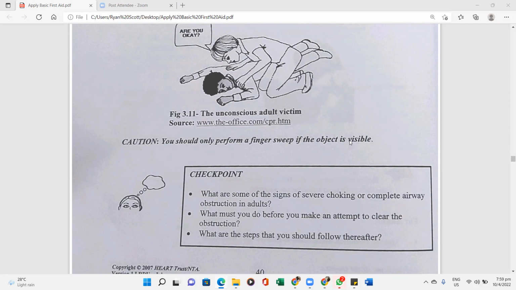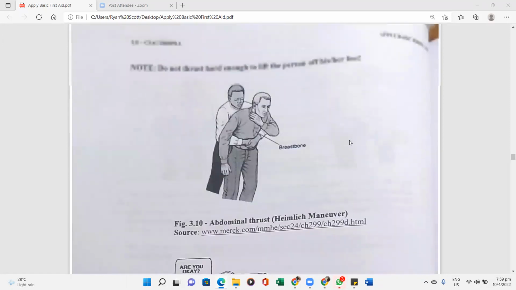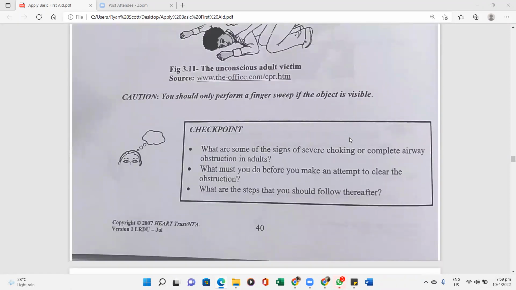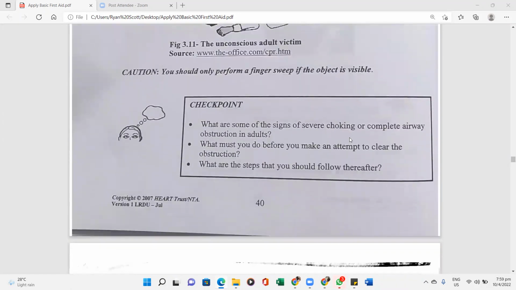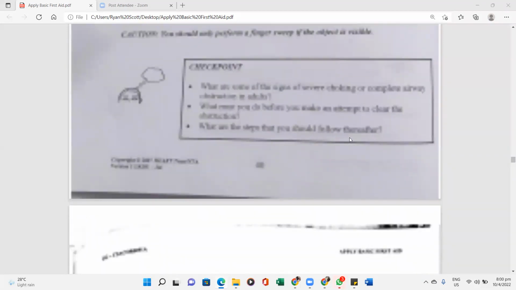All right. If the person is unconscious, then it's more so reassurance. It says you should only perform a finger sweep if the object is visible, okay? And you would have to call for help in this situation if the person is unconscious, right? Scroll back up. Let me see if there was anything else that was written up there. All right, scroll down.